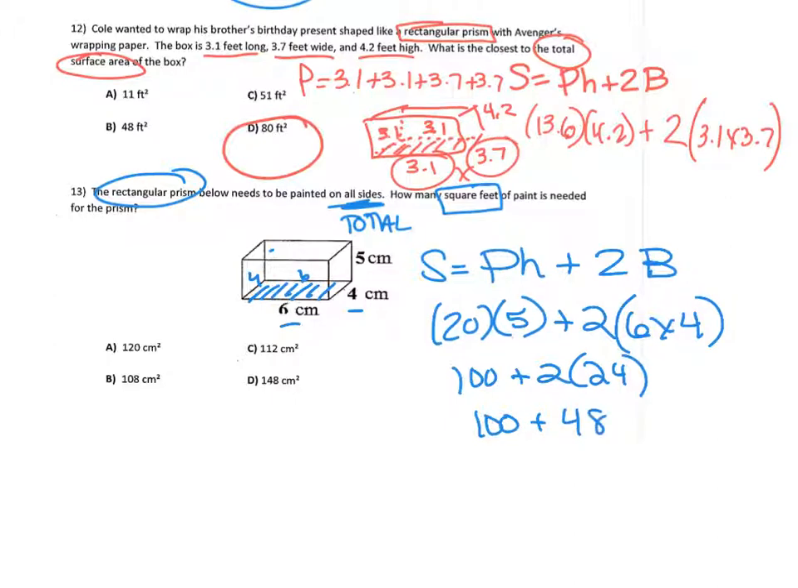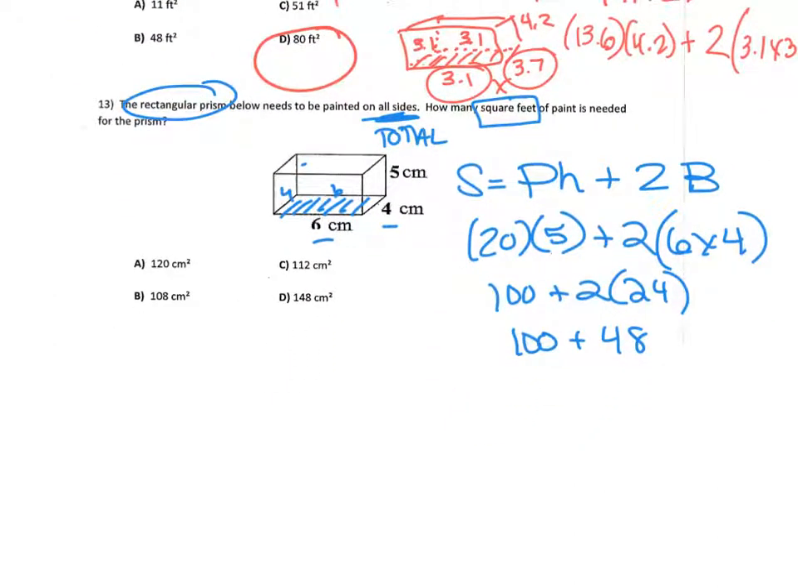So you do 100 plus 2 times 24. You got 3 D's in a row. 148.